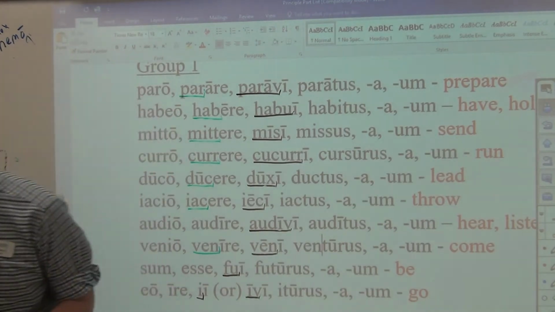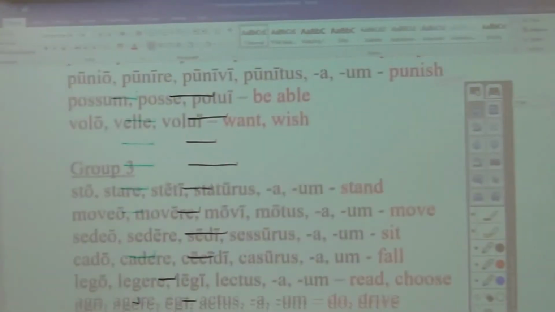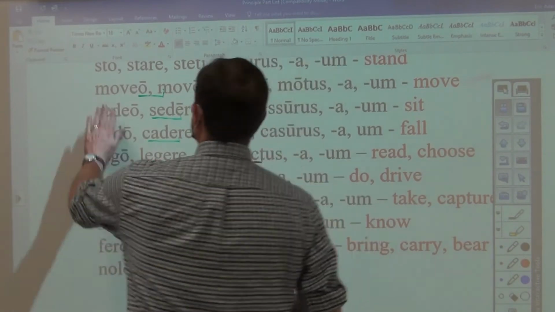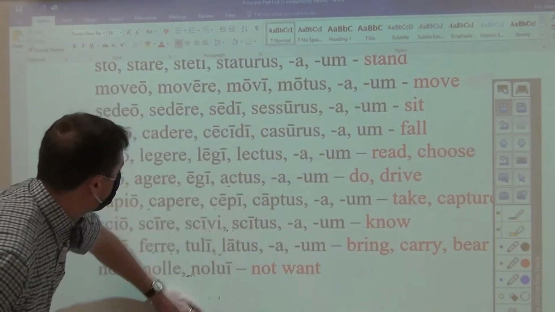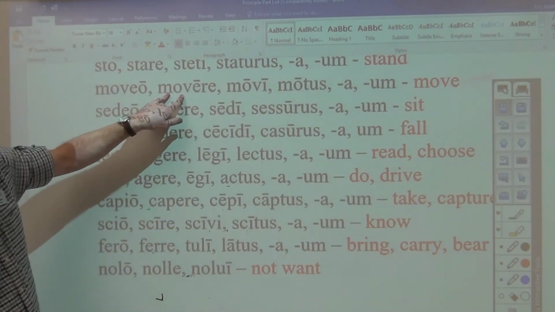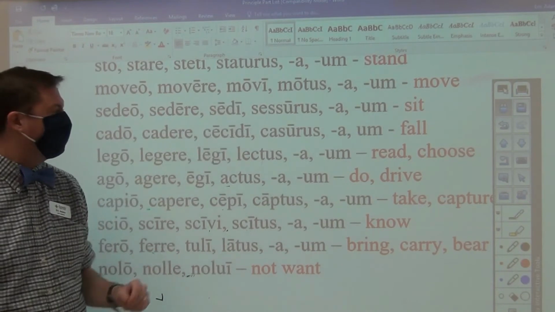Other examples of this include the verb to sit, the verb to read. If we were to look at those, there they are. As you can see, I'll get these out of the way really quickly. For the verb to sit, S-E-D versus S-long-E-D. For the verb to move, M-O-V versus long M-O-V. And so it could be lengthened.